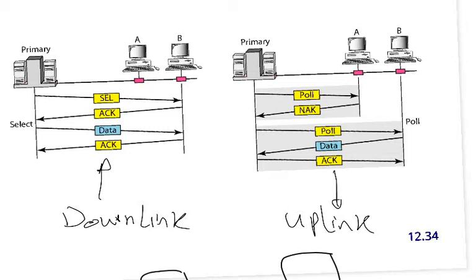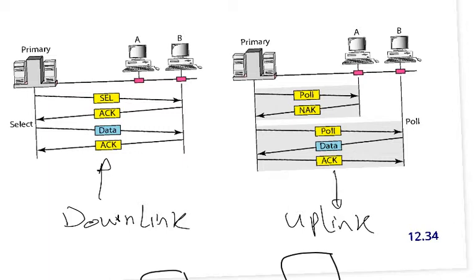Okay? So in the case of the downlink, I have to inform a specific node in the entire network that I have data for you. Are you able to receive it? He replies back with an acknowledgement, which means that, okay, I can receive the data from you. Then I send the data and wait for acknowledgement. So in that case, the primary node will send the data and wait for acknowledgement.